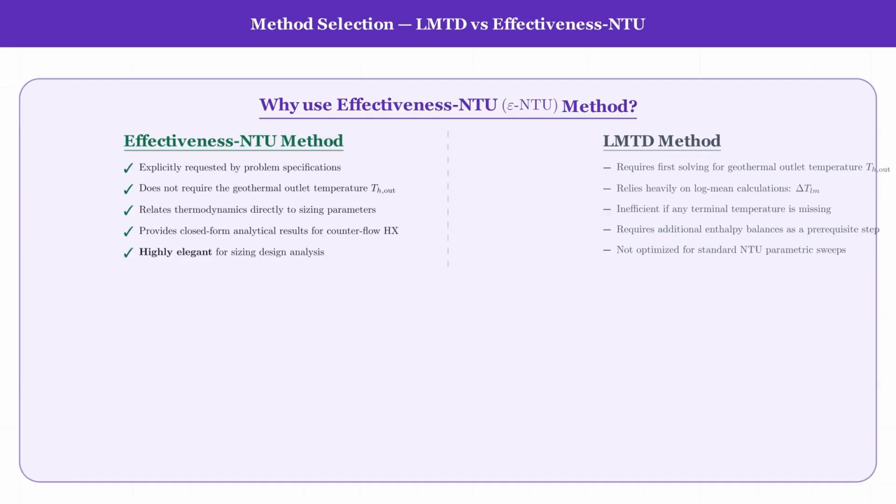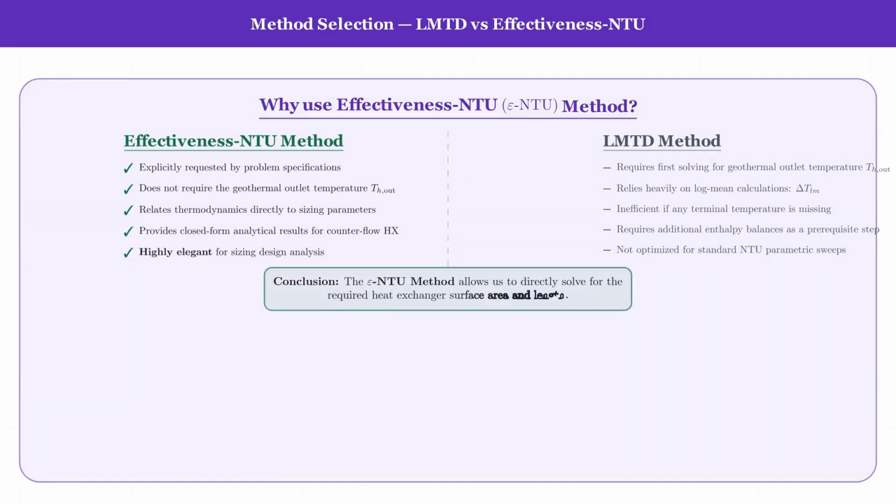And fifth, the effectiveness NTU method is inherently well-suited to design and sizing analysis of this type, where a desired thermal outcome is specified and the required physical size must be determined. This is precisely the structure of our problem. The conclusion is straightforward. The epsilon NTU method allows us to solve directly for the required heat exchanger surface area and length efficiently, analytically, and without any intermediate iteration. We proceed with this method.